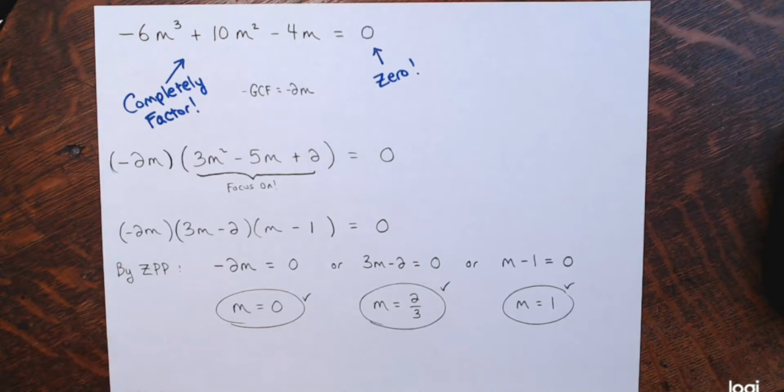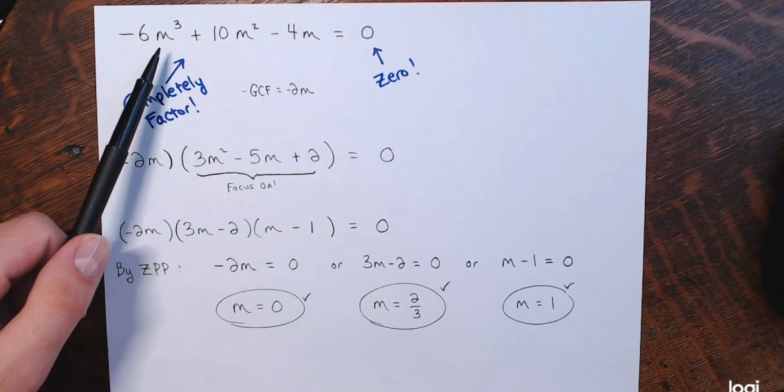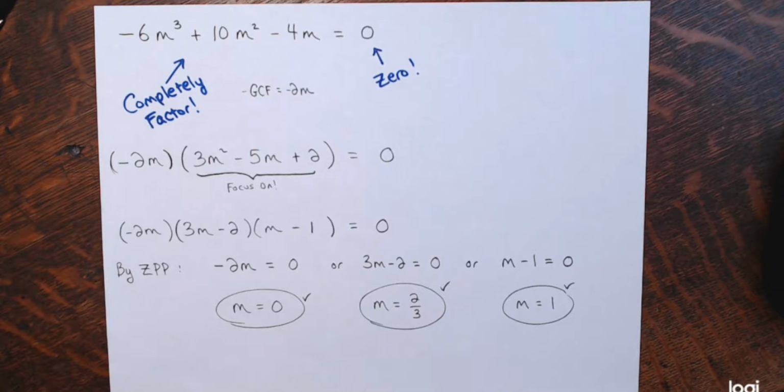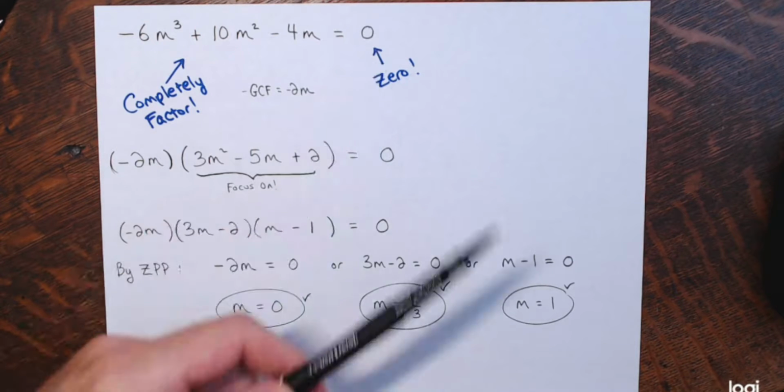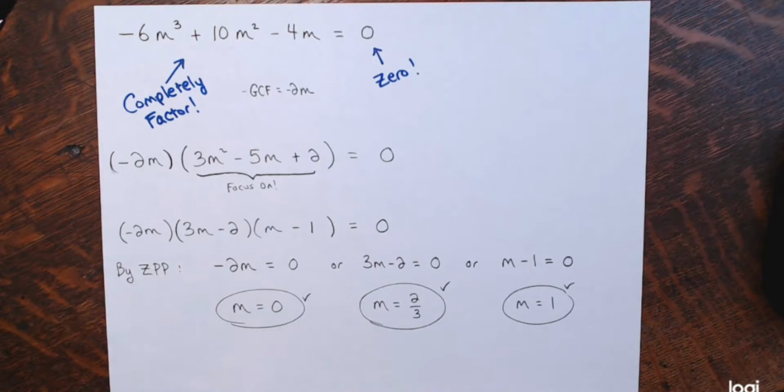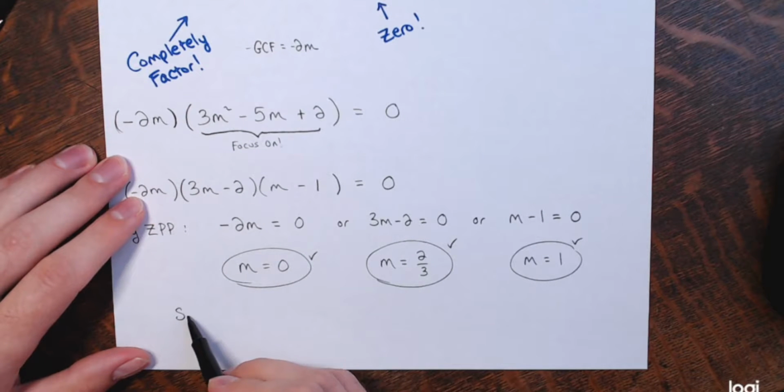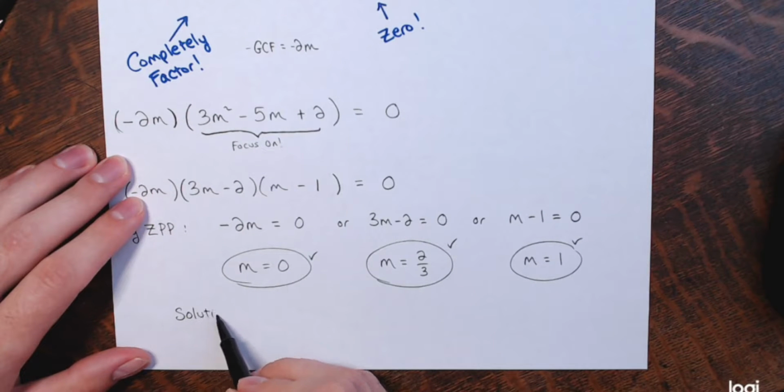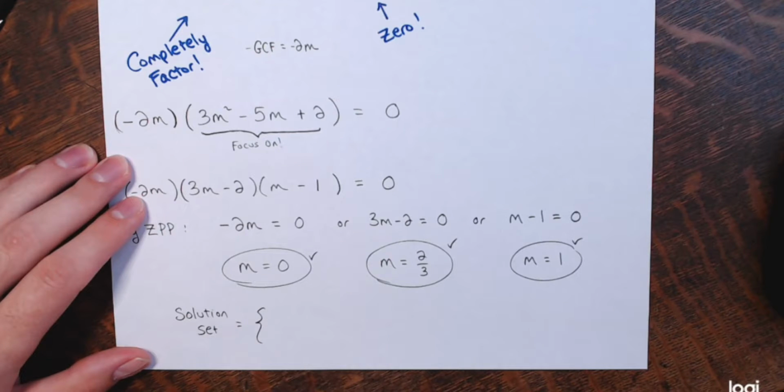And I'll leave the 2/3 to you to check. Replace all the m's with 2/3, and you'll see that the original statement is true. And then once again, if you'd like, you can write the solution set, the set of all the values I can replace m with and make the original statement a true statement. 0, comma, 2/3, comma, 1.